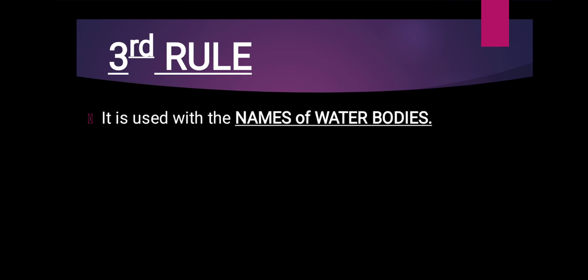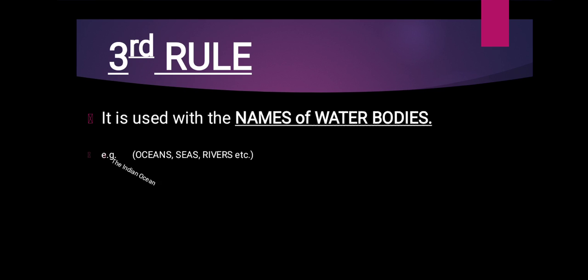The third rule for using the definite article is that it is used with the names of water bodies. Now, what are water bodies? Water bodies are oceans, seas, rivers, streams, lakes, and other water reservoirs that are given special names. So with the names of these water bodies we'll use the definite article.